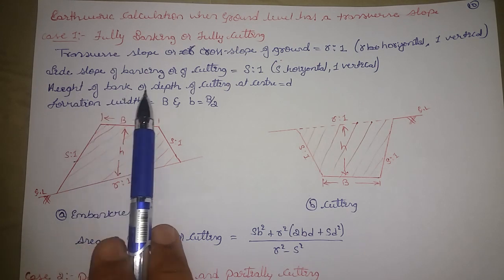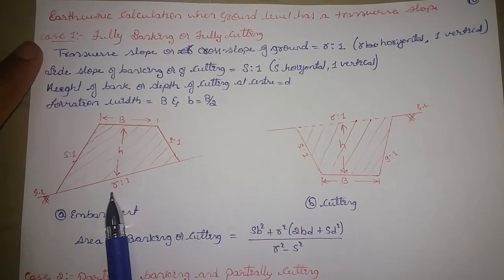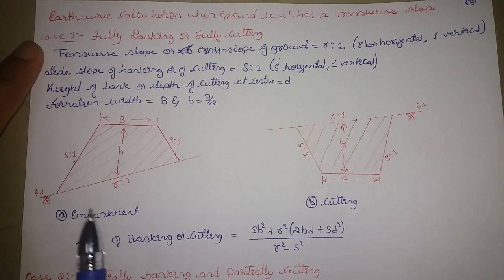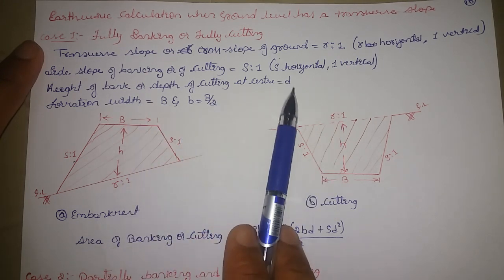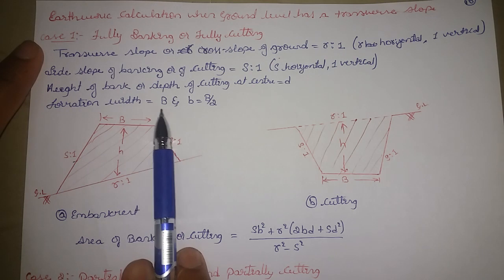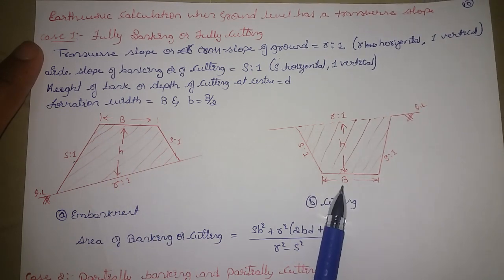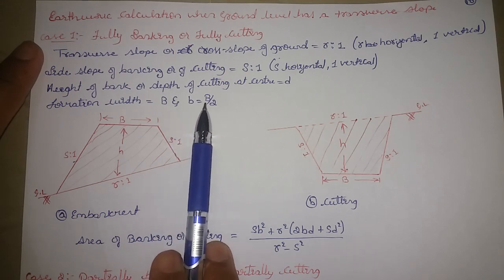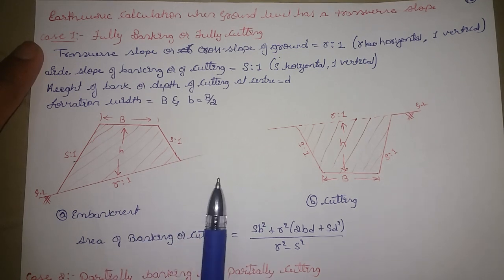Then the height of the banking or depth of the cutting at the center is d. That is the distance, the height or depth of the cutting or banking, at the center, d. Then the formation width, this we call the formation width, is mentioned as b. Now in order to find the breadth, b is equal to what? B by d, that is capital B by d, then you will get the small b breadth. This is how we need to find it.